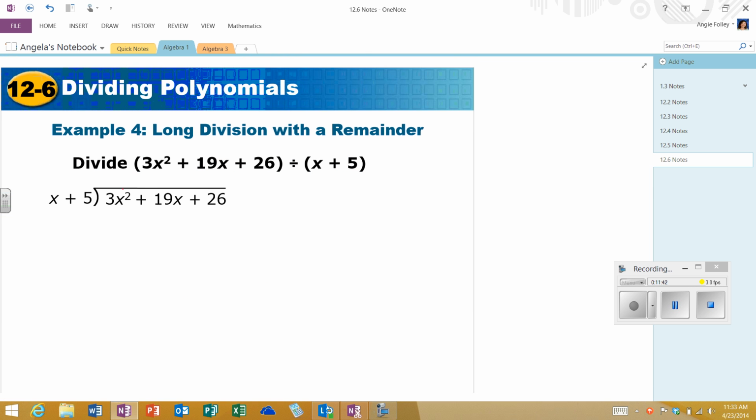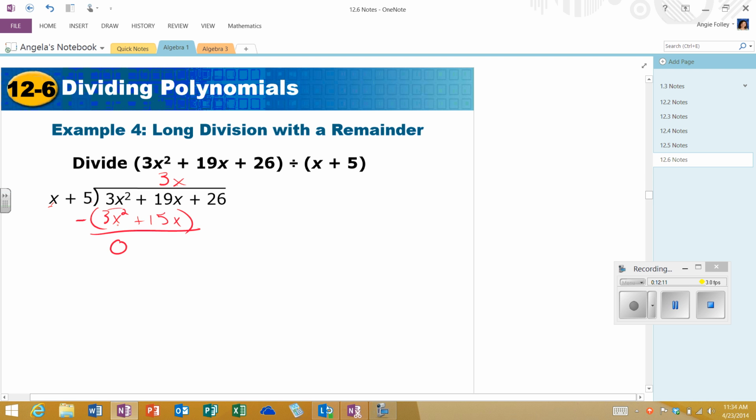Okay, so what we start off by seeing is x into 3x squared. So 3x times what equals 3x squared? Well, I would have to multiply x times 3x. So I write it above this. So 3x times x is 3x squared. 3x times 5 is a positive 15x. Now I'm going to subtract that quantity.